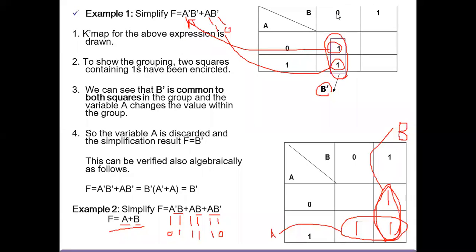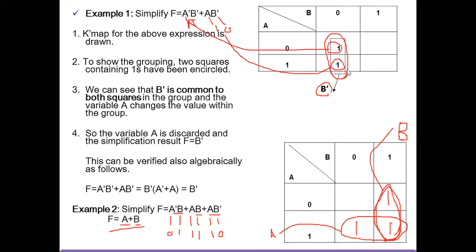Because the value is 0. Not change the value. So when it's 0, the corresponding min term should be B dash. Okay. Thank you.